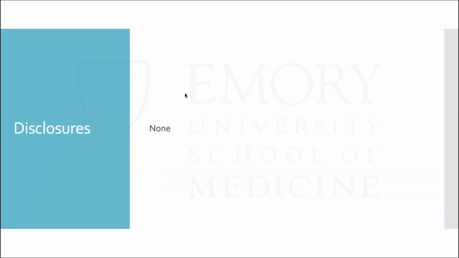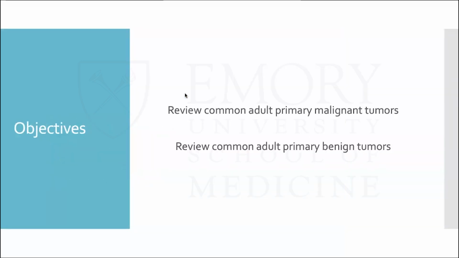I have no disclosures. My objectives are pretty simple this morning. I really want to review common adult primary malignant tumors, which you can see are exceedingly rare, so I think it's always good to review these types of disease processes. And also review the more common adult primary benign tumors that we would likely see in our clinical practice.